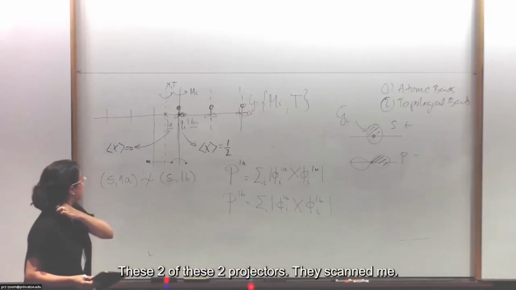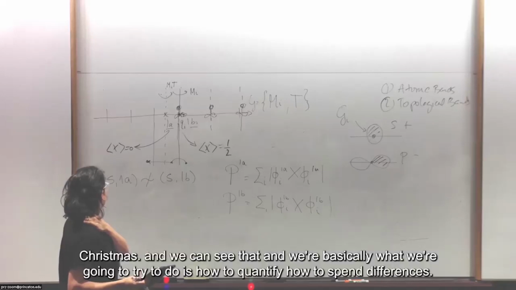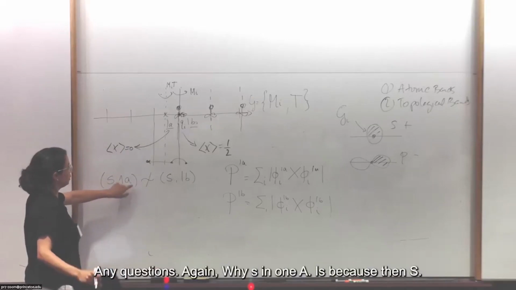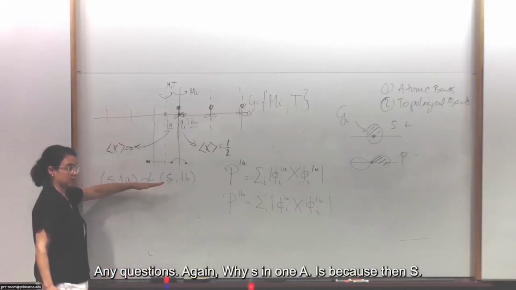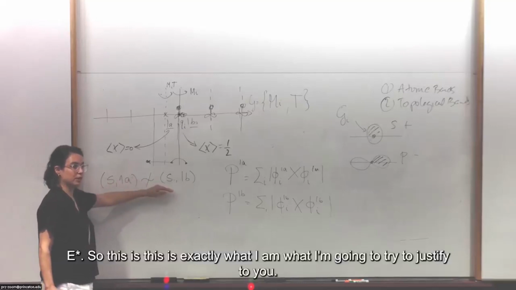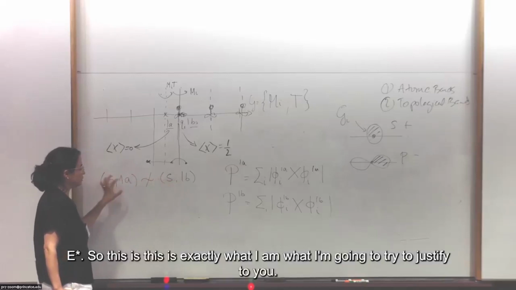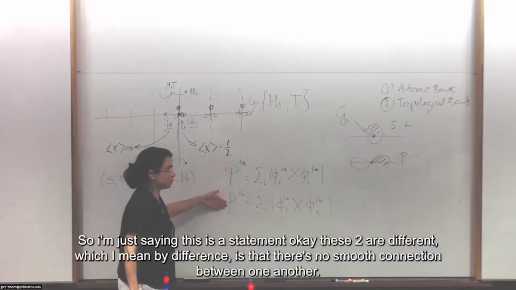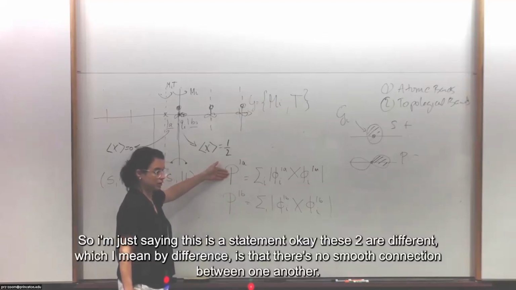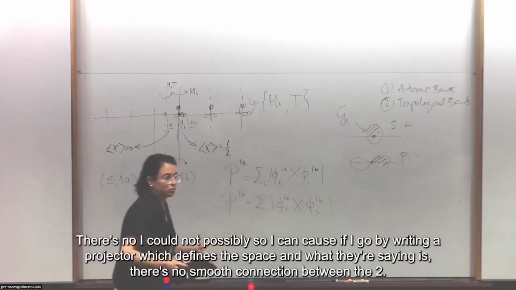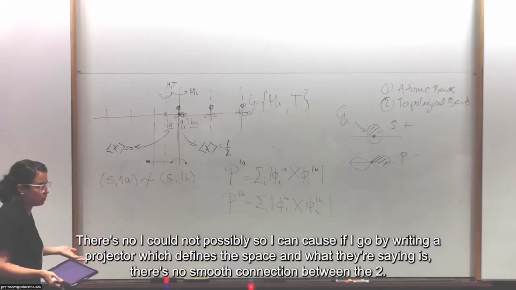Can you explain again why s in 1A is different than s in 1B? So this is exactly what I'm going to try to justify to you. I'm just saying this as a statement. These two are different. What I mean by different is that there's no smooth connection between one and the other. I can quantify that by writing a projector, which defines the space of where the s orbital lives. And what it says is there's no smooth connection between the two. There's no unitary transformation that will take this space into this space. And that would mean that if you were to do that, you run into trouble by closing the gap.